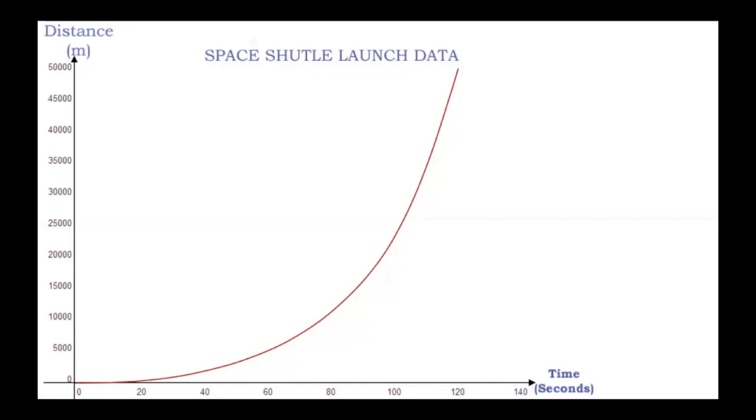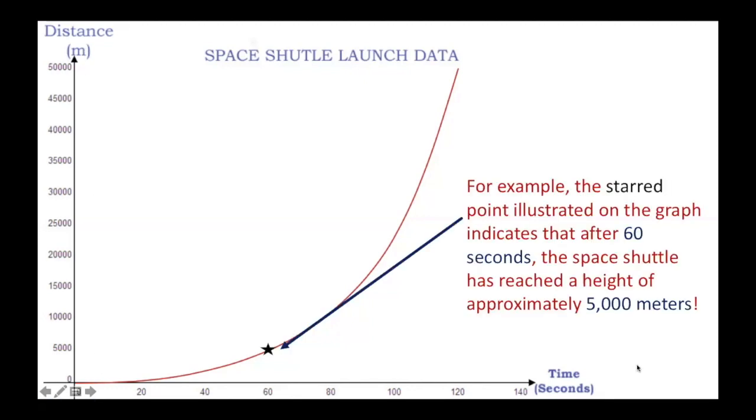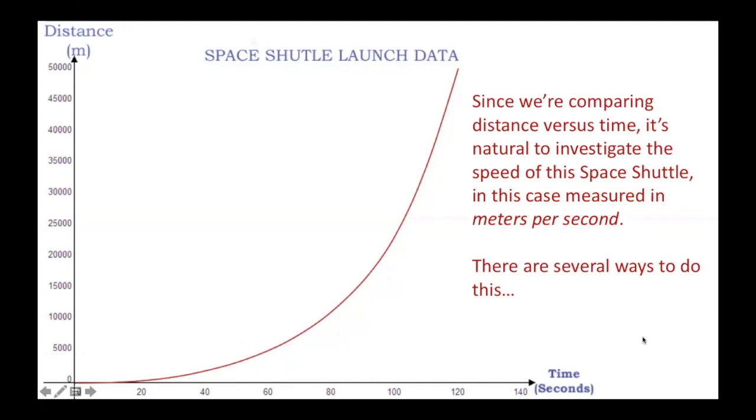Speaking of a curve, here we have a hypothetical space shuttle launch, and we have time in seconds on the horizontal x-axis and distance in meters on the vertical axis. As an example, this start point here would be that 60 seconds after launch, the space shuttle is approximately 5,000 meters in the air. So this is pretty bread and butter stuff here. But it's only natural, since we're comparing distance versus time, that we can measure the speed of the space shuttle in meters per second.